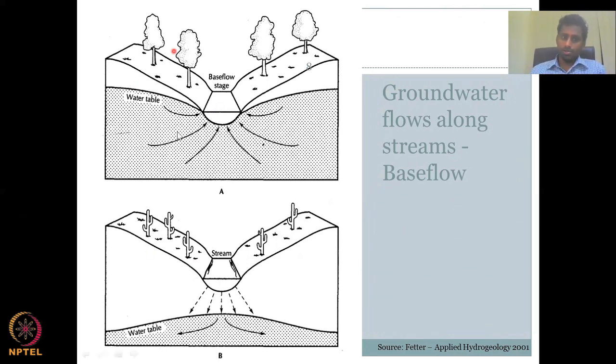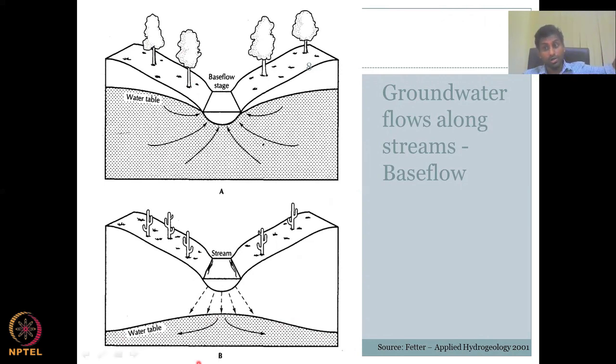Let's take a desert. Look at the trees. It's very clear that one has more lush green trees, whereas the other one is a desert. In a desert, your stream is there, but your groundwater table is much, much lower because there's less rainfall to recharge the groundwater. And so the groundwater level is at a much, much lower depth compared to the other regions.